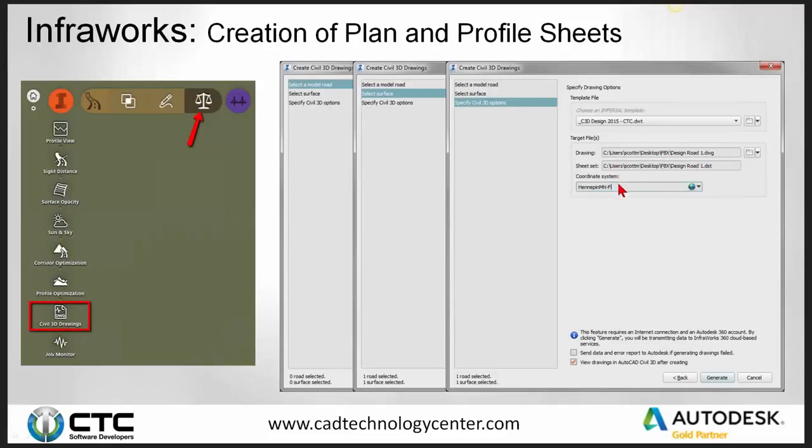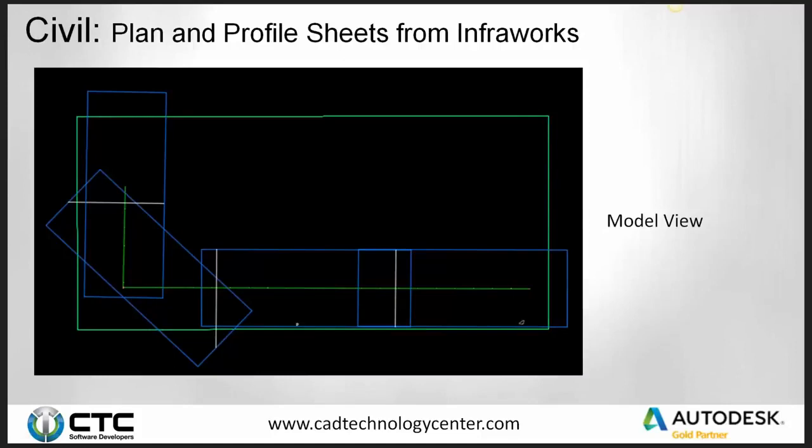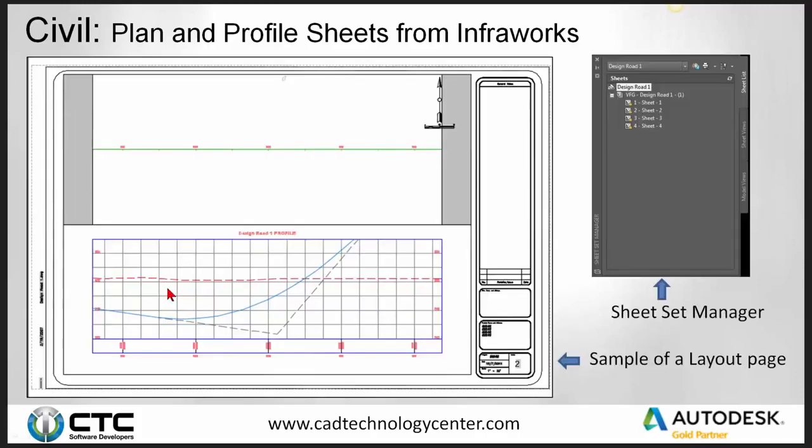Coordinate system, again, it's going to come in as Hennepin County US Survey Foot. That's simple. You will create, because I use the model and layouts, here's my alignment in model view. And so you can see it actually came in as a 90-degree bend. I would have to add a PI in here to modify it. But then it created my plan and profile sheet. So I have my plan view and I have my profile view of my road at that station.